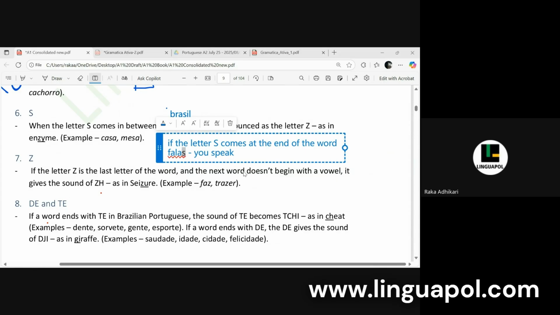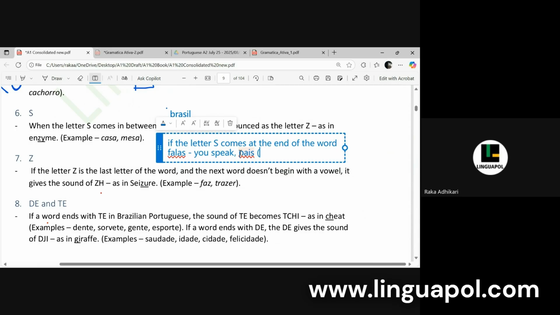Falas. Ta is being pronounced as sha. Sure. Yes, it's a very soft S. Okay. It's sure. So the normal sound of S is sa, but I'm not saying falas. I'm saying falash. Okay. Similarly, let's look at more words.